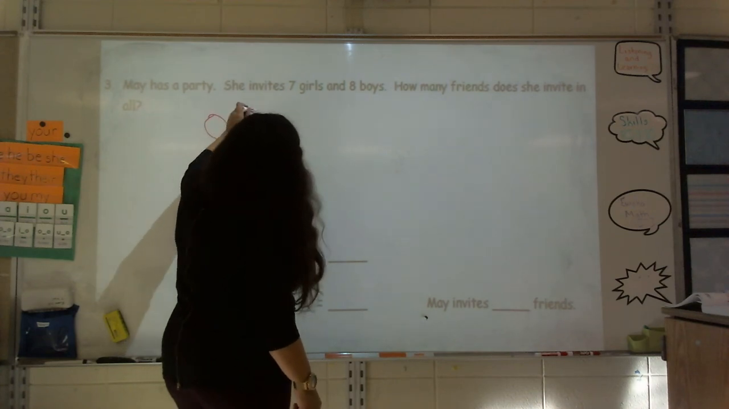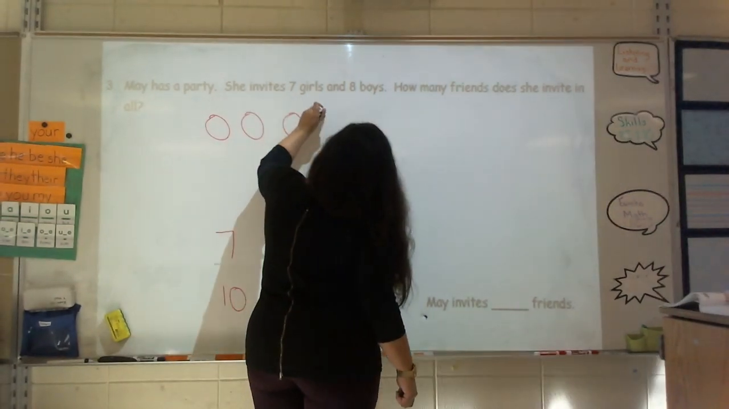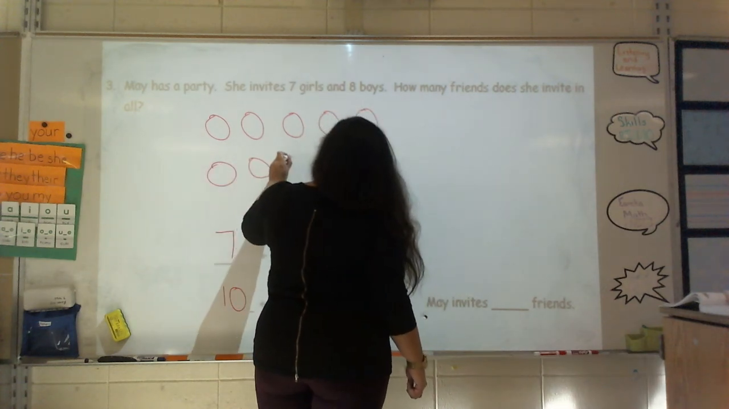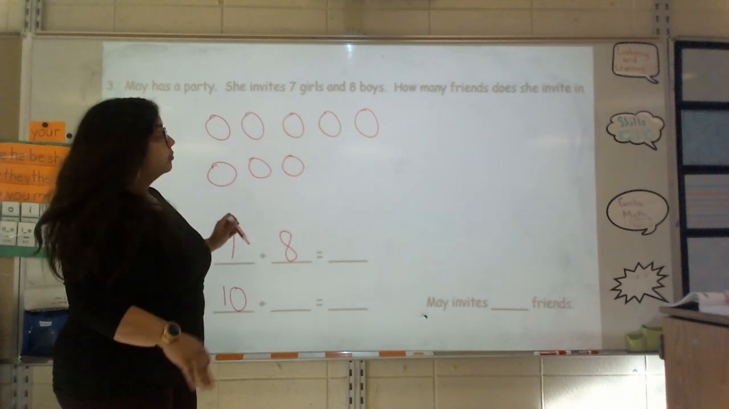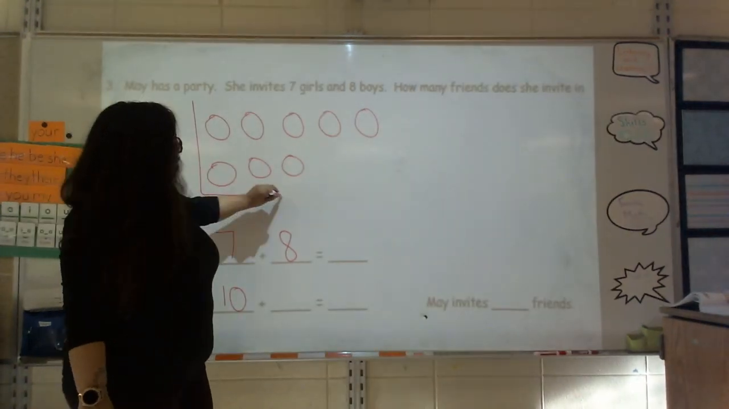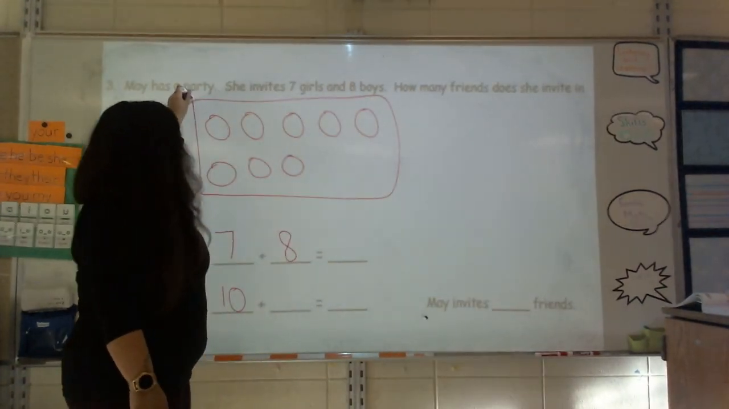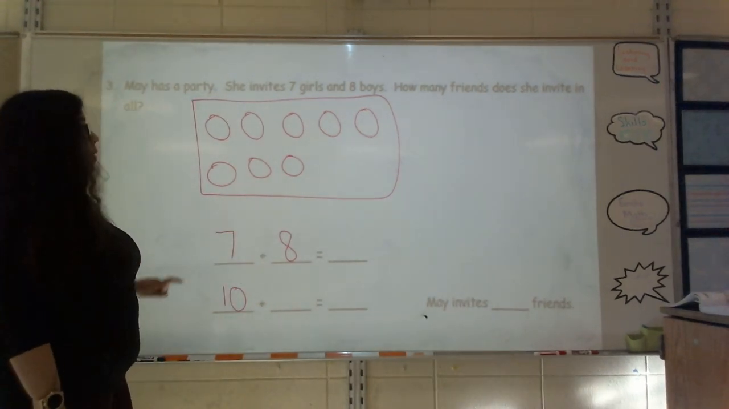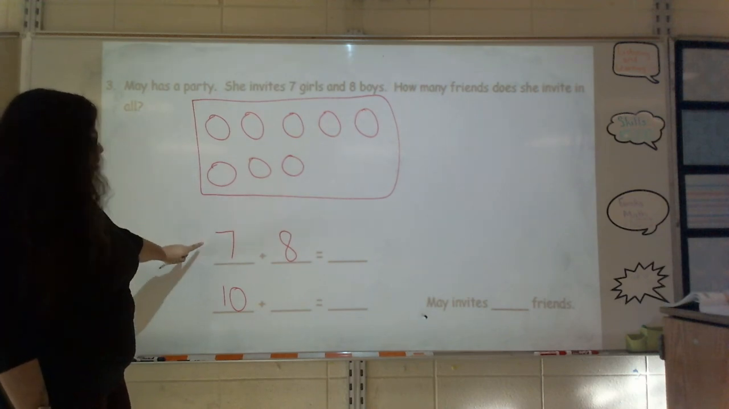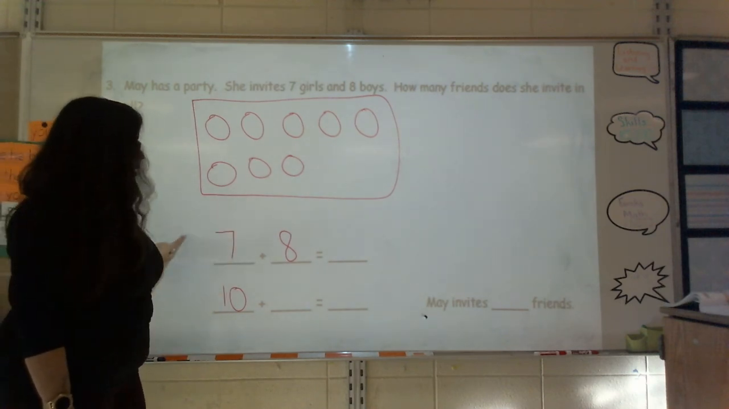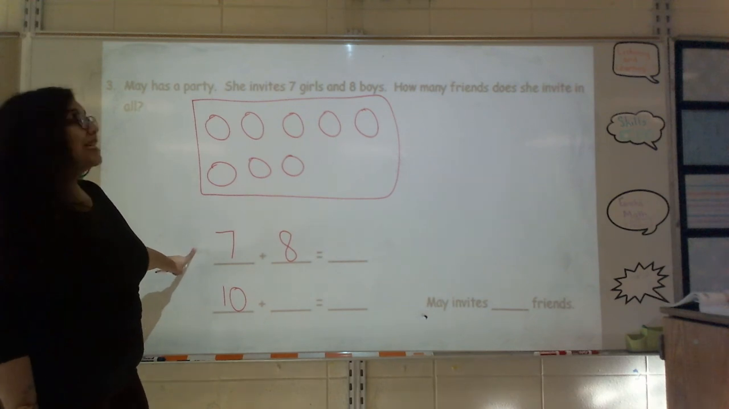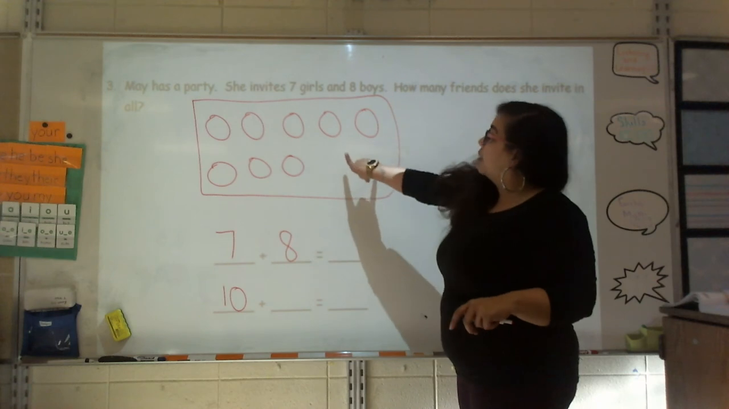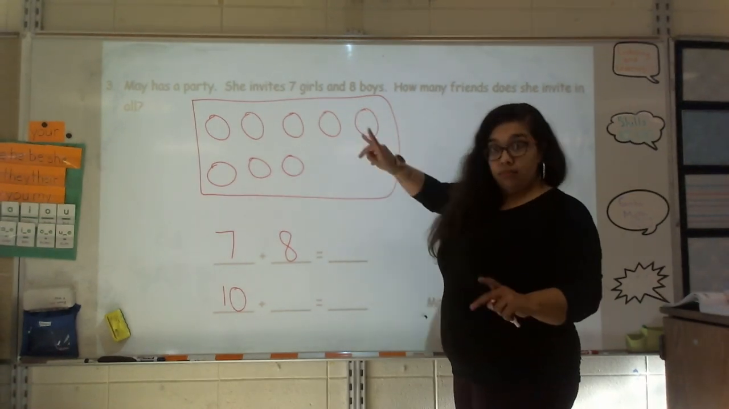1, 2, 3, 4, 5, 6, 7, 8. Okay. And I'm looking to make a group of 10, which is how we're working to solve this problem. So we've drawn to represent the boys. Let's draw to represent the girls. How many girls did May invite? 7. Good job. In our goal to complete our group of 10, we're going to put some girls here, right?